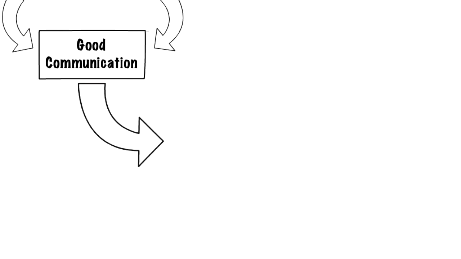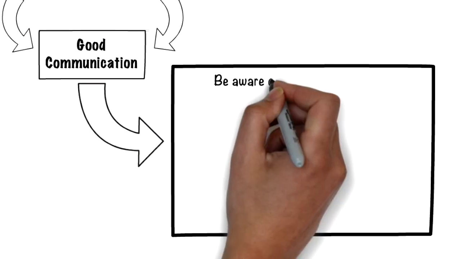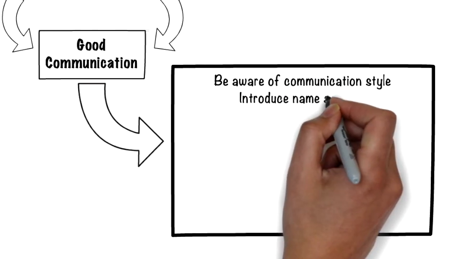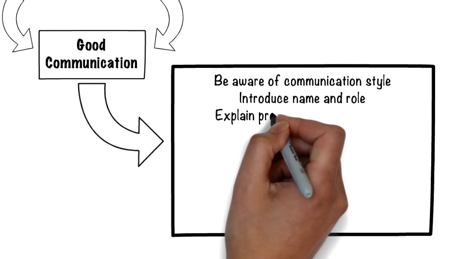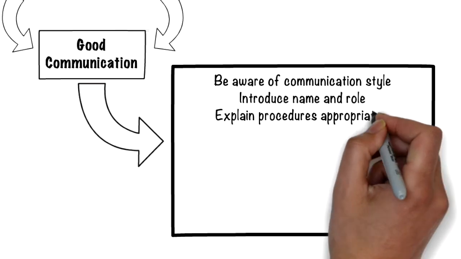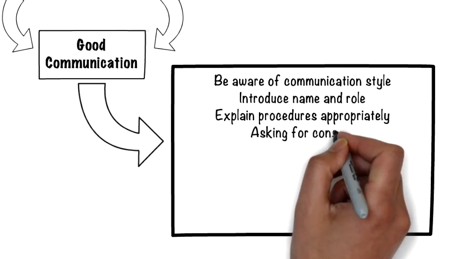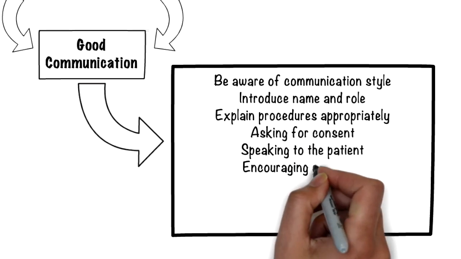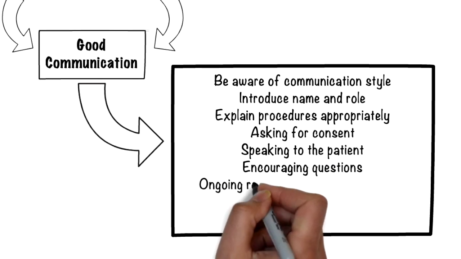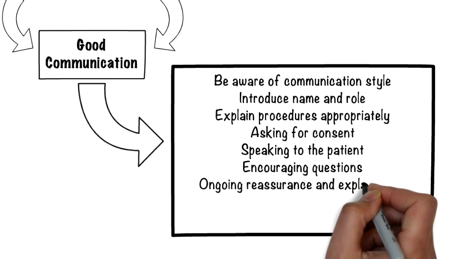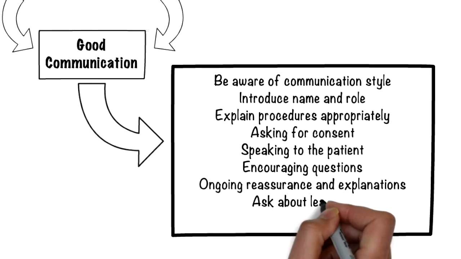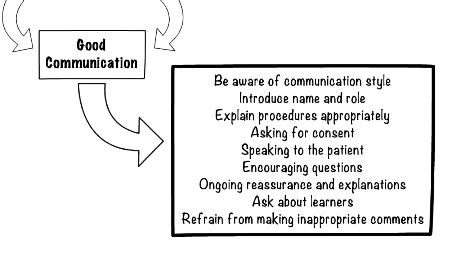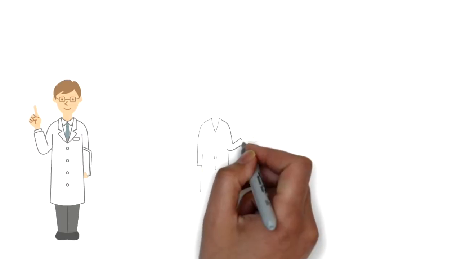Several elements that can help with this include being aware of the communication style and needs of others, introducing ourselves and anyone working with us, including names and roles, explaining procedures carefully, using appropriately understandable language, getting consent prior to any touching or intervention while making sure the patient knows we can stop if needed, speaking directly to the patient while maintaining culturally appropriate contact, encouraging questions from patients and families, providing ongoing reassurance and explanations throughout, asking for consent for learners or other observers to be present during an exam or procedure, and refraining from making any suggestive or inappropriate comments.